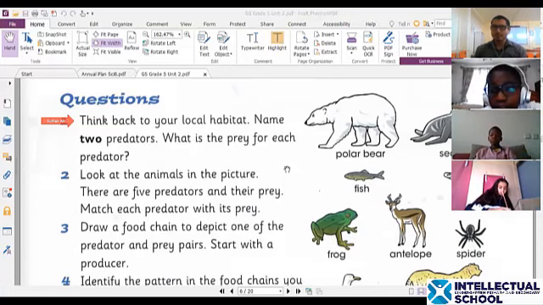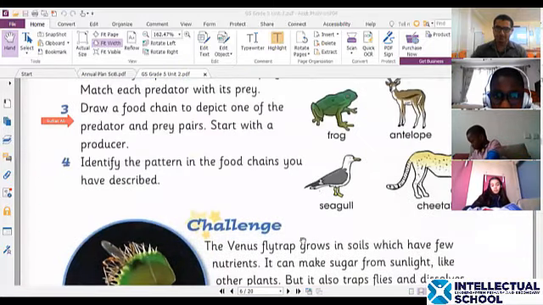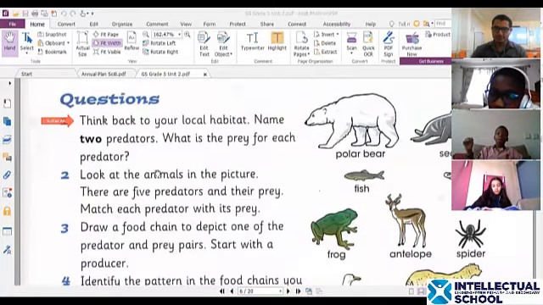Dogs. Which page is this? What? Which page? This is page number 27. 27.